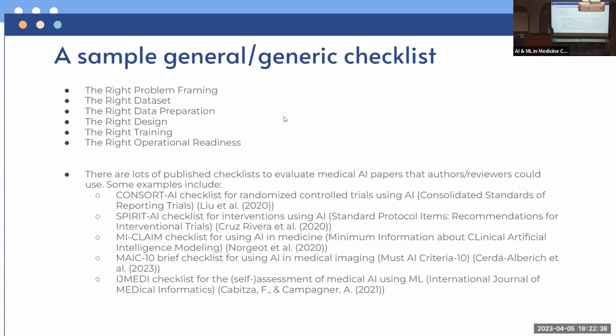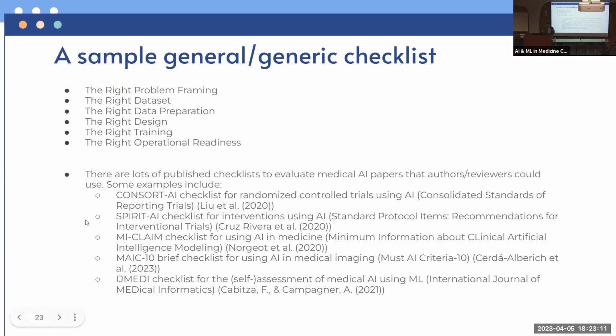There's surprisingly a few checklists that people use to look at medical AI papers. So, for example, Consort AI is a checklist that's been adapted to be used in RCTs, or randomized controlled trials, using AI. Consort stands for Consolidated Standards of Reporting Trials. It's a checklist that's used in reviewing randomized controlled trials. But like I said, it's been adapted to be used in AI.